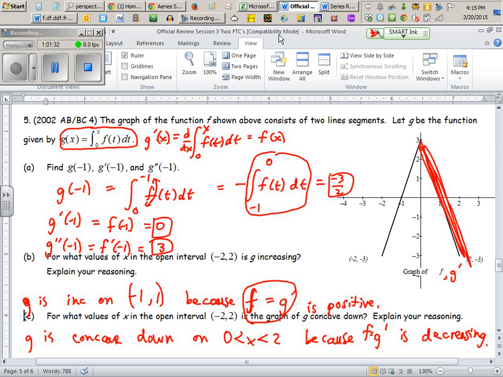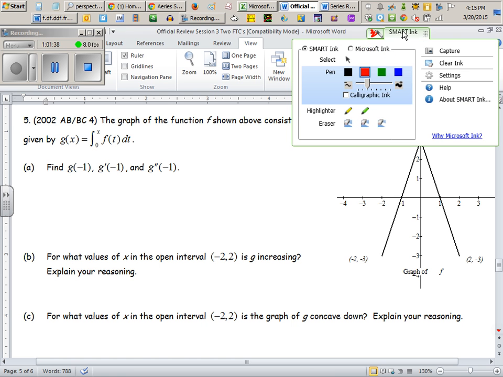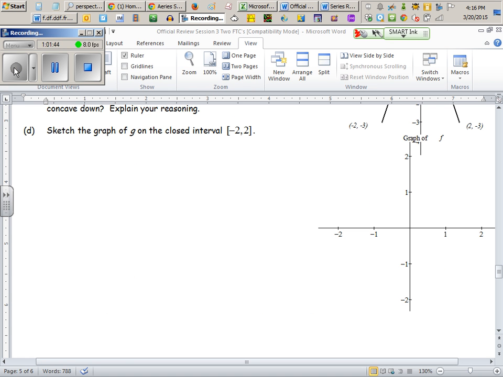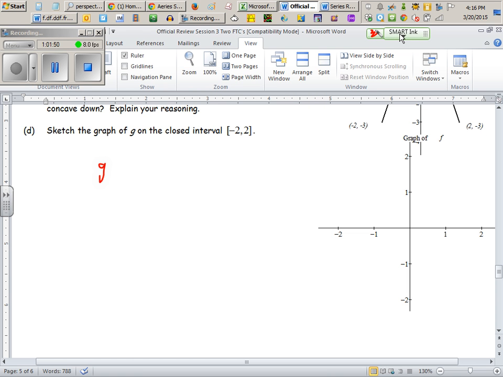Is there a part D? Yeah. Of course, they're always going to give you something that really takes a lot of thought, not just interpreting graphs, but using them to form equations and stuff. So what's our part D say? Okay, so what have you learned about G? First of all, how was G defined in the original problem? G was the integral from 0 to x of f of t dt.